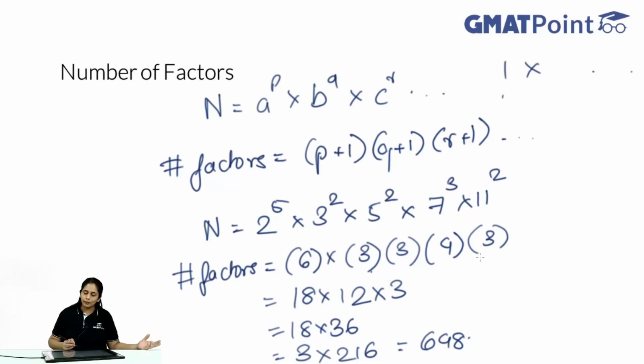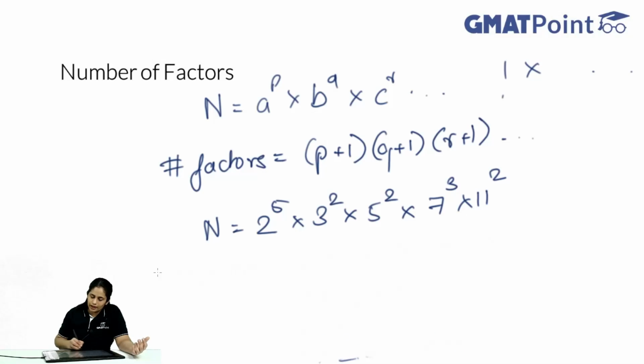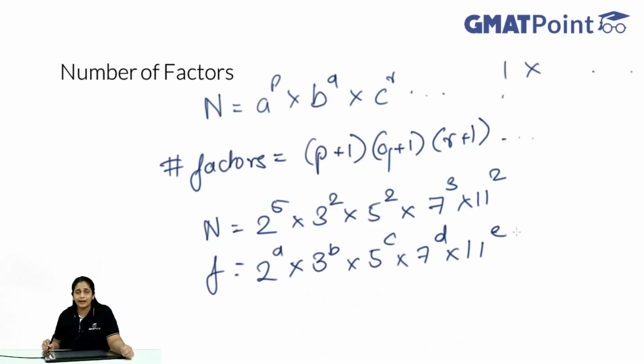Now many of you must be wondering, where does this formula come from? See, say this is my number n, which is 2 raised to 5, 3 square, 5 square, 7 cube, and so on. I have to find out which numbers would be a factor of this particular number n. One way to consider all the factors is to suppose f is a factor. If f perfectly divides n, then f is of the form 2 raised to a, 3 raised to b, 5 raised to c, 7 raised to d, and 11 raised to e. If f is of this form, and f is a factor of n.